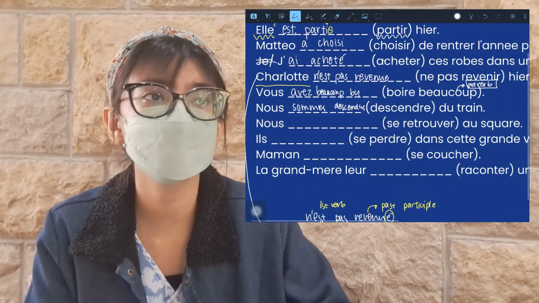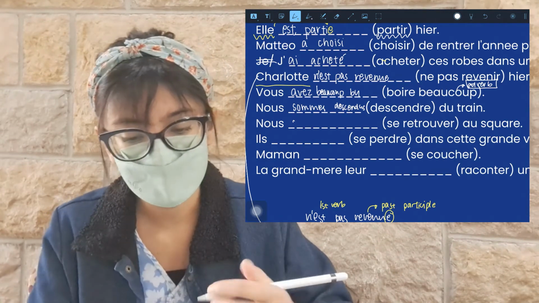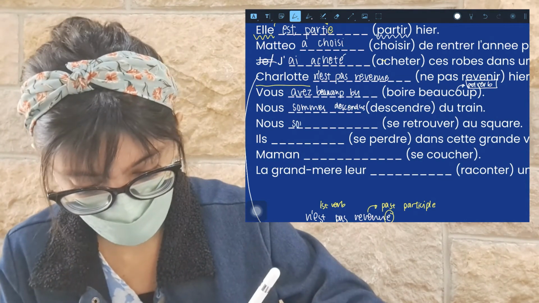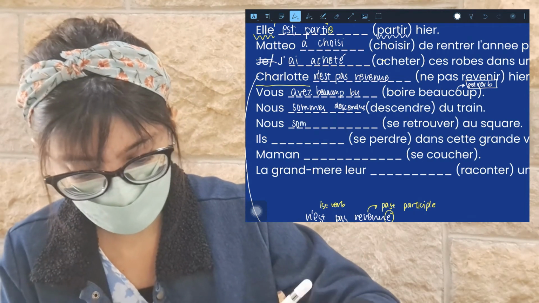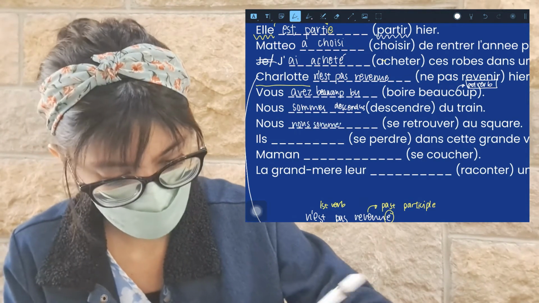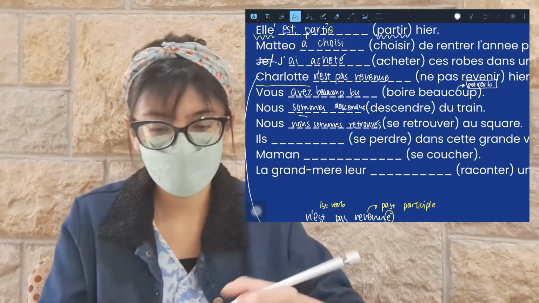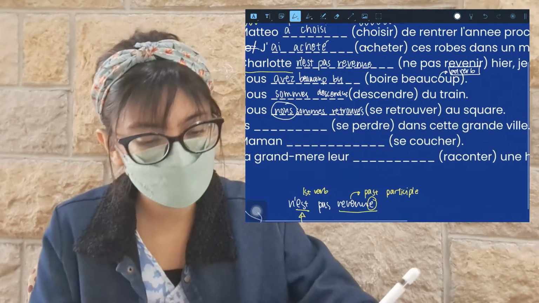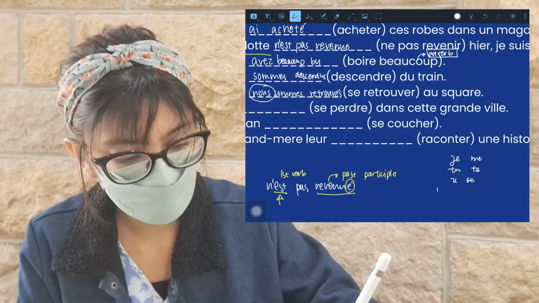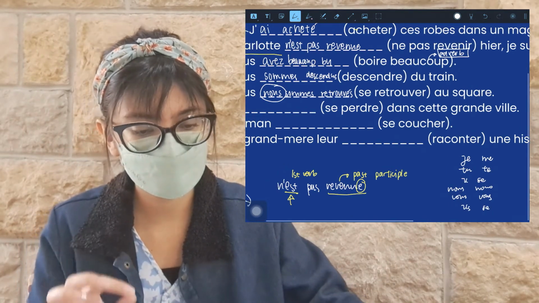Okay, next, se retrouver. So here we have a reflexive verb. You want to make use of the auxiliary verb, être. So, nous, apologies. So the reflexive would be nous sommes retrouvés. Okay, this is the idea. So why do I add a nous over here? Remember, when you're doing reflexive, je me, tu te, il se, nous nous, vous vous, ils se. Okay, so that's very important.